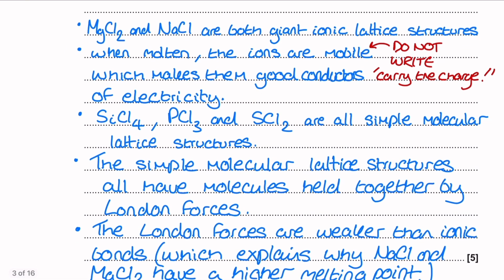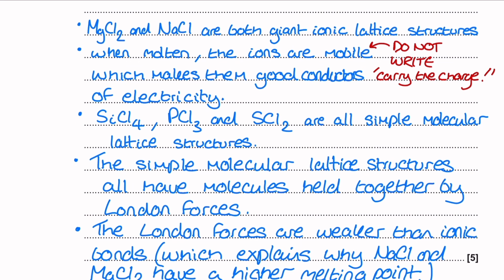So first off, with my first bullet point, and this is matching the mark scheme for this, I would mention that MgCl2 and NaCl are both giant ionic lattice structures. I want to make sure that I point out what kind of bonding and structure I have straight away. And when molten, the ions here are mobile, which makes them good conductors of electricity.